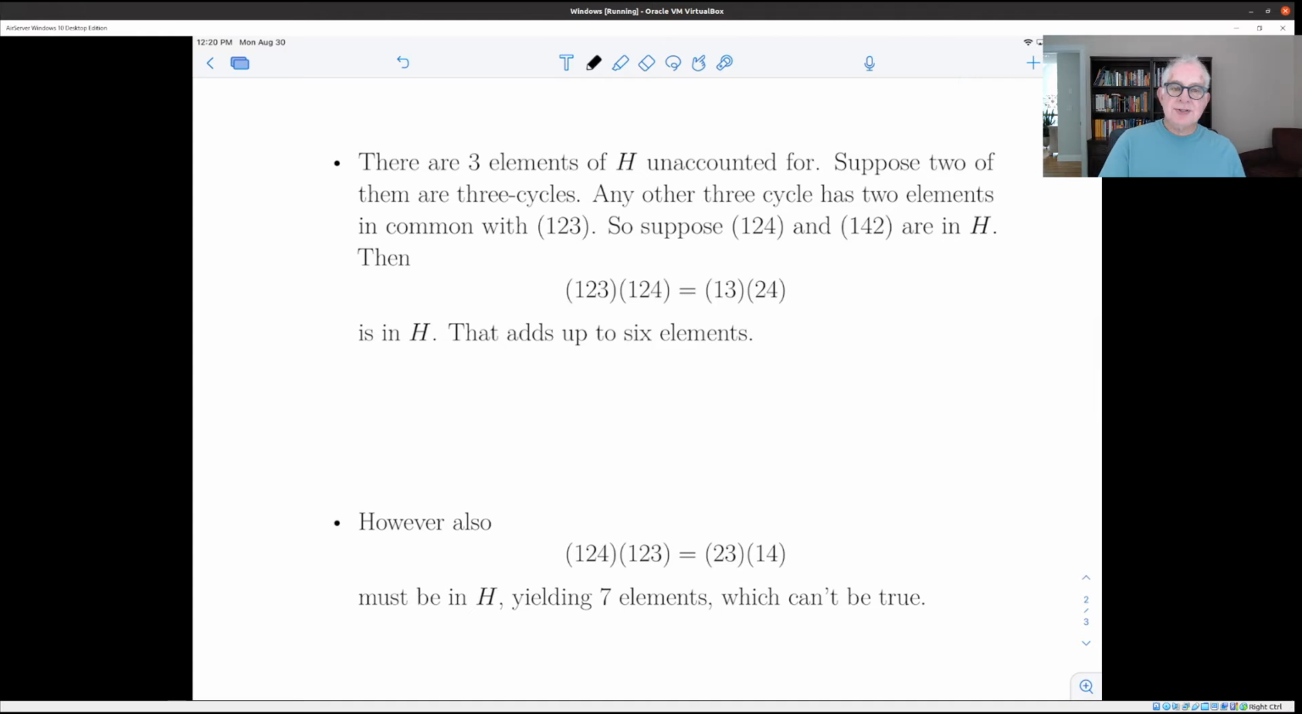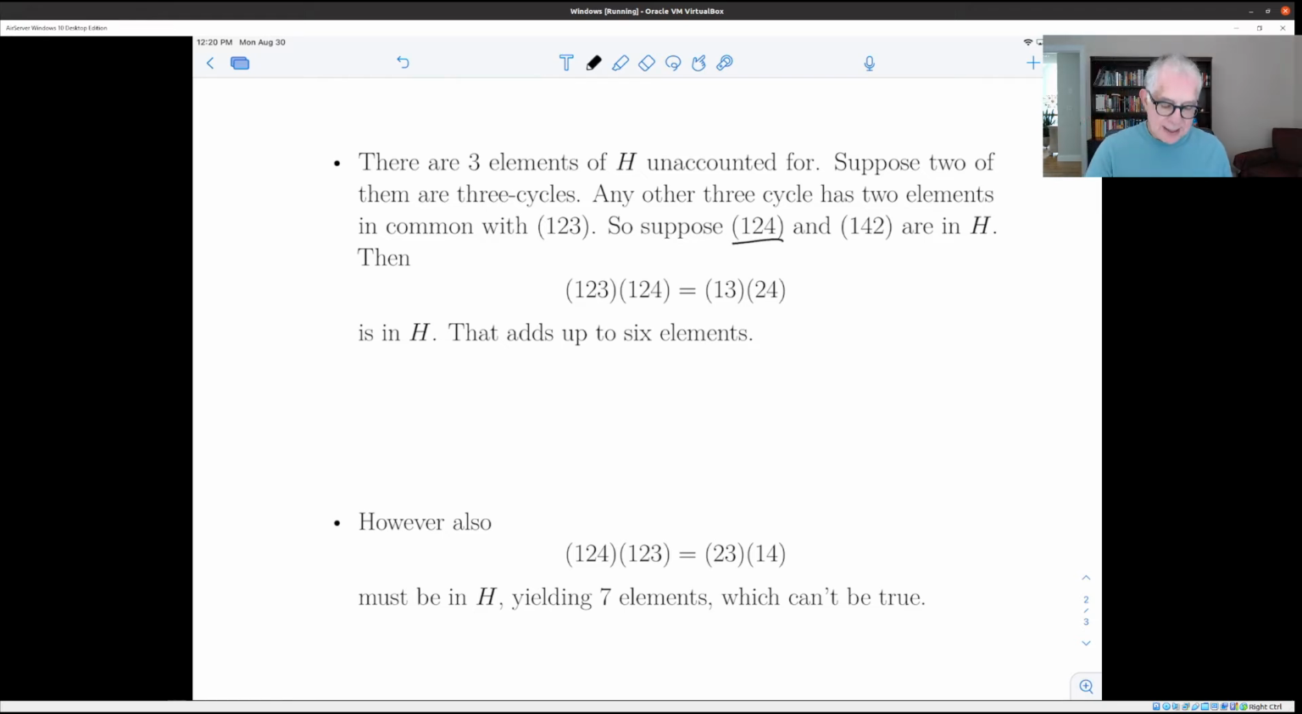So what could those 3 elements be? Well, one possibility is that we could put another 3-cycle into H. But if we put another 3-cycle into H, then we also have to put the inverse of that 3-cycle into H. So let's see what happens if we do that. Suppose the next 3-cycle that we put in is (1 2 4).